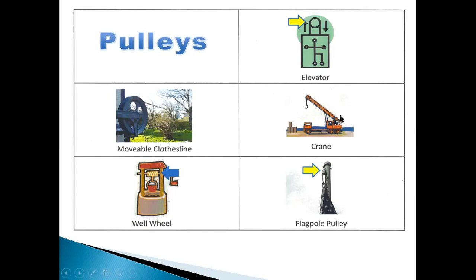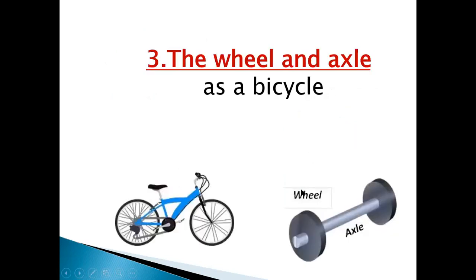Those are machines, but those are compound machines. They are not simple ones. Okay, simple, I told you it's not difficult for you to understand it. It's just you are seeing the pulley, you are seeing the rope over the wheel. Okay. The third type of the simple machine is the wheel and axle.